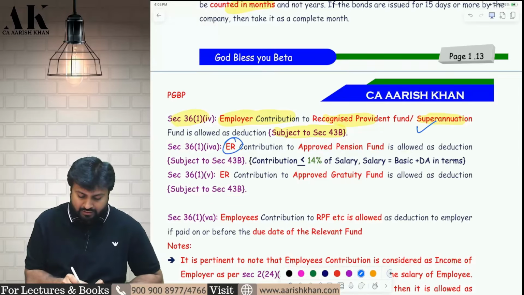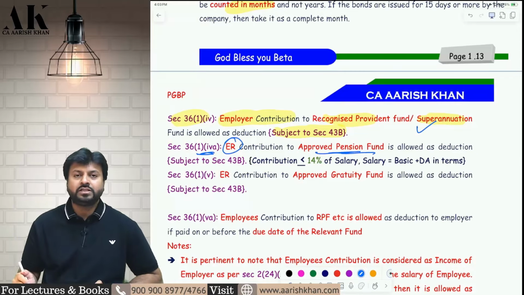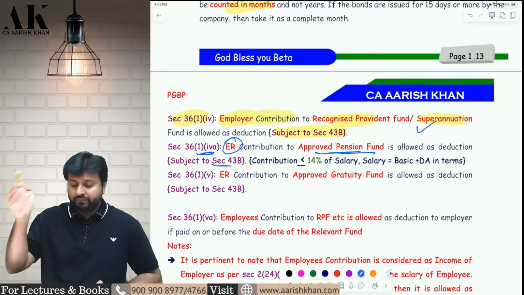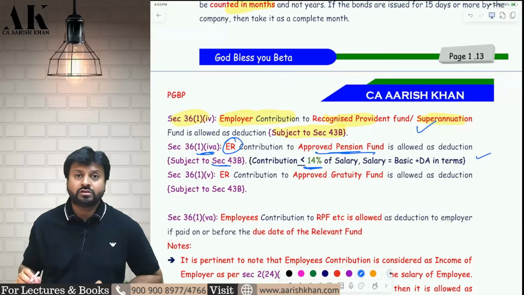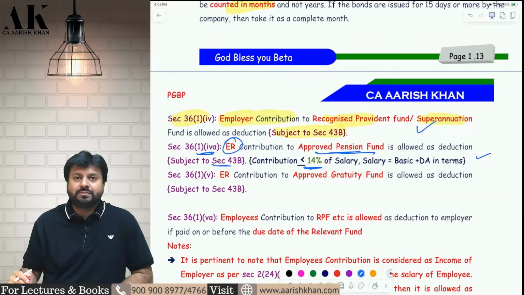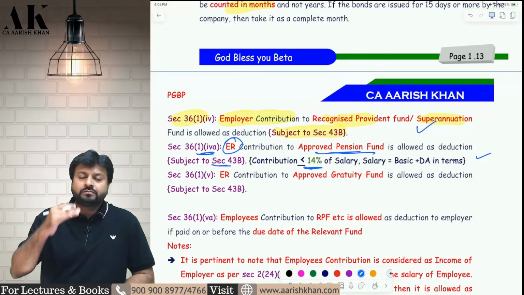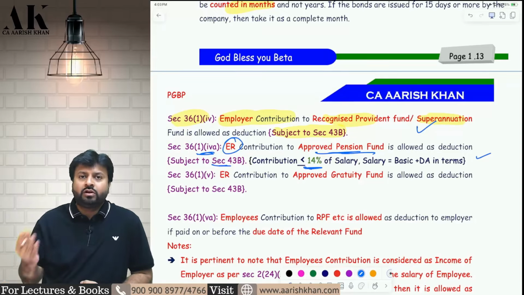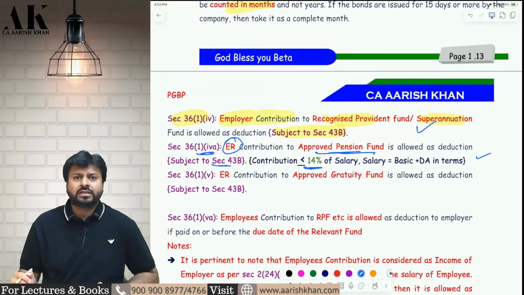Similarly, 36(1)(iva), if an employer makes some contribution to an approved pension fund, then that is also allowed as a deduction to the employer. Again, subject to 43B, I have to make the payment till the due date of filing of return. Plus, there is a cap over here which has been increased by Finance Act 2024. Earlier, the contribution could not be more than 10% of basic salary plus DA. Now, the contribution has been increased to 14% of basic salary plus DA. I hope it is clear to all of you. Now the employer can contribute up to 14% of basic salary plus DA.